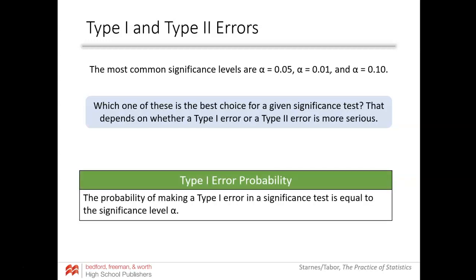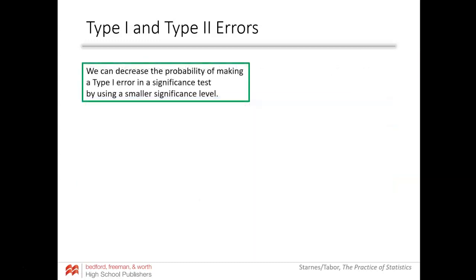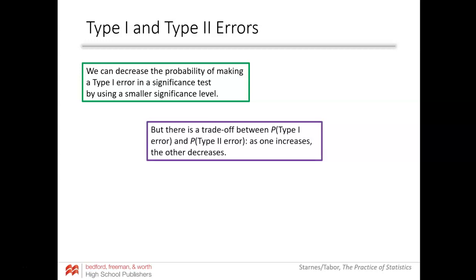So here's the idea. The probability of making a type 1 error is equal to the alpha level. So if a type 1 error is really scary to you, like, oh my gosh, I don't want to have a type 1 error, then you need a small significance level. You need like a 1%. You don't want a 10%, okay? So if you want to lower that probability, you need to lower your significance level. So we can decrease the probability of making a type 1 error in a significance test by using a smaller significance level. But there's a trade-off.